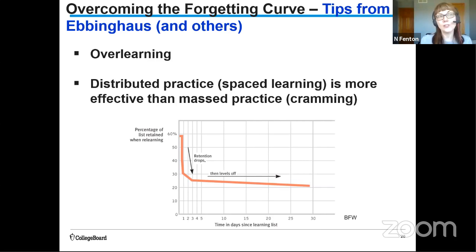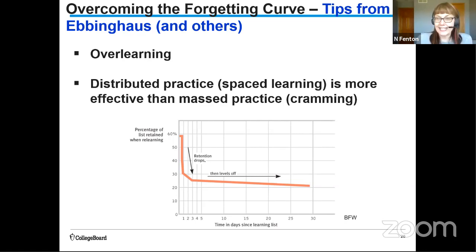And having overlearned that routine will help you to be successful. So you want to overlearn when you study academically. It's no different. He also studied the difference between distributed practice, spaced learning, and found that it's more effective than massed practice, which everyone calls cramming.